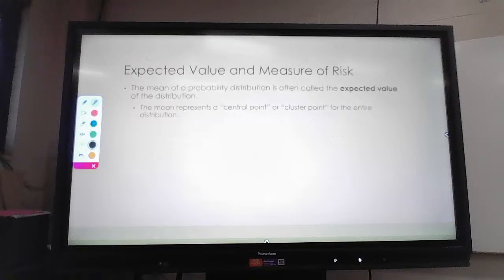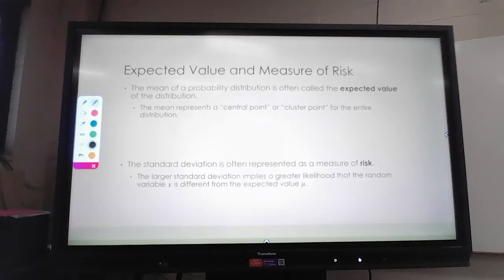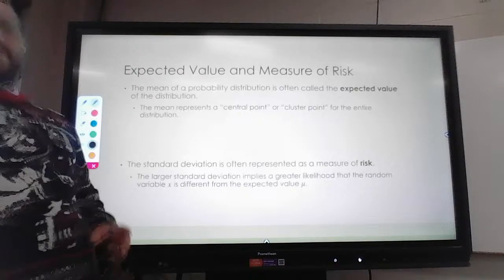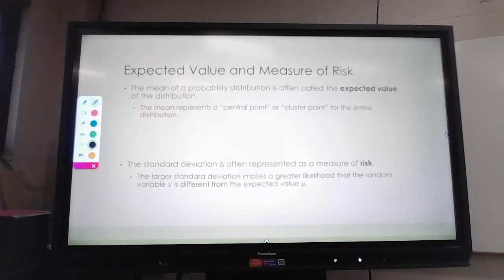Now, the mean of a probability distribution is often called expected value. I just mentioned that. It's because it represents a central point or a cluster point for the entire distribution, whereas the standard deviation is often represented as a measure of risk. And that just has to do with the size of your standard deviation. Remember, when we talked about standard deviation in chapter 3, we said that the larger your standard deviation is, the more spread out your data is at the center. The smaller your standard deviation is, the more close together the data is at the center.